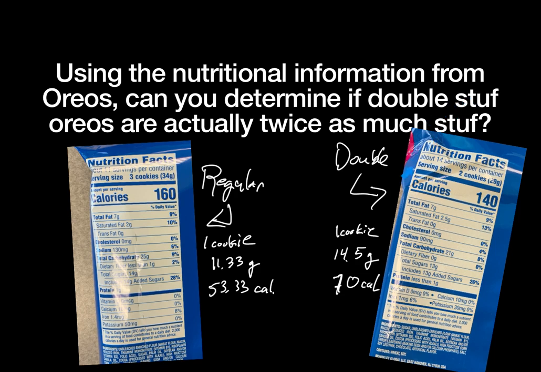You want to find out, is there a way I can use this information to determine if the double stuff is actually twice the stuff? So if you were not in class, pause and spend about half an hour working through this. Yes, it's not easy to just look at it and automatically go with it, but hopefully you'll get a chance to do that. And when you're ready, come back.